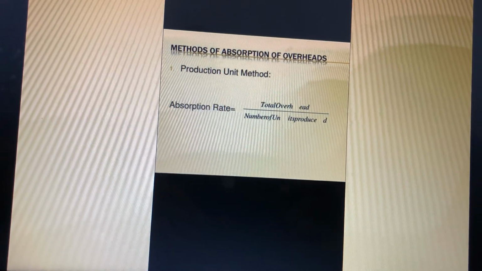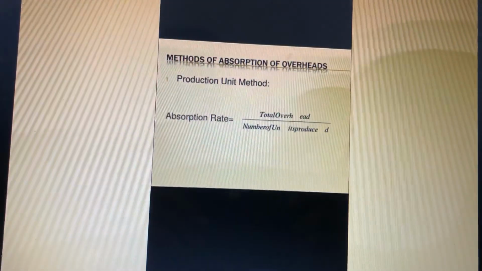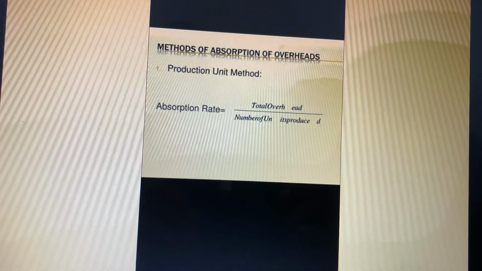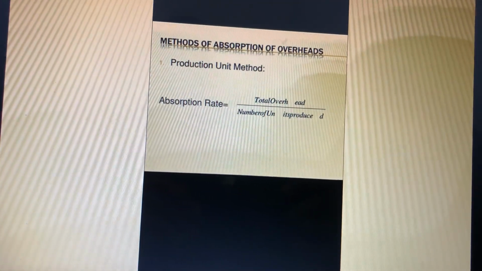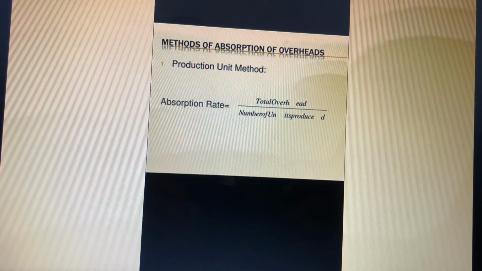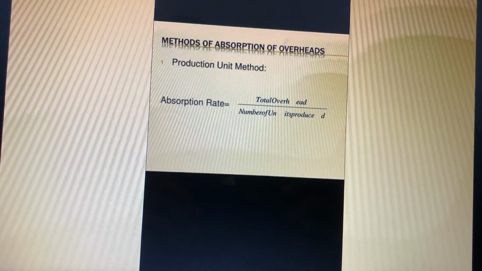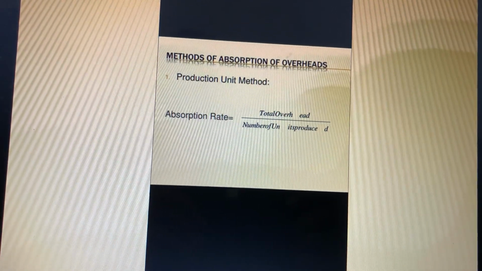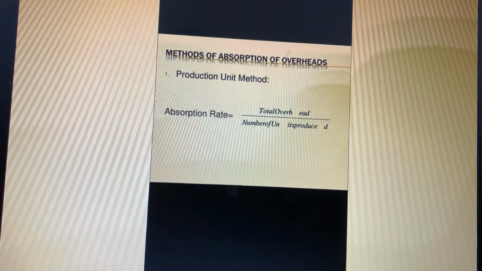There are various methods of the absorption of overheads. First is the production unit method. Under this method, the overhead absorption rate is calculated by dividing the overhead cost by the number of units produced or expected to be produced, right? This is known as the production unit method.